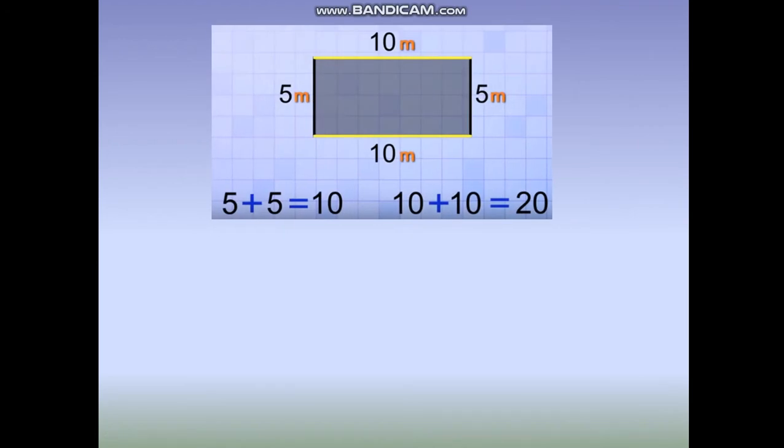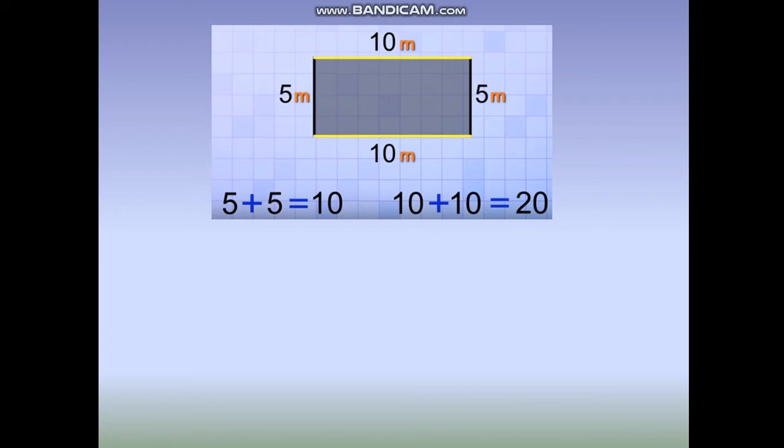In this rectangle, we have 2 equal lengths and 2 equal widths. We call length and width a dimension. Dimension means one length or one width of the figure. In this case, how to find the perimeter?